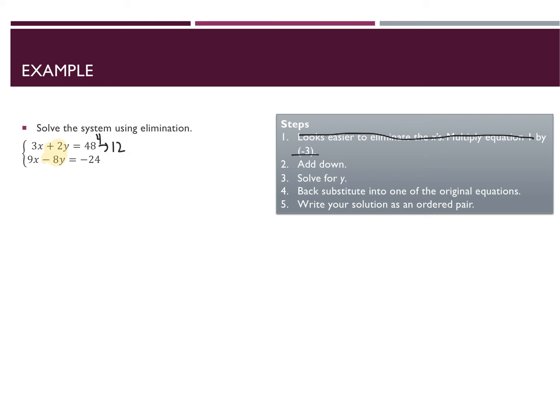Okay, so 12x plus 8y equals, and then 48 times 4, 192. And the bottom equation we left the same.